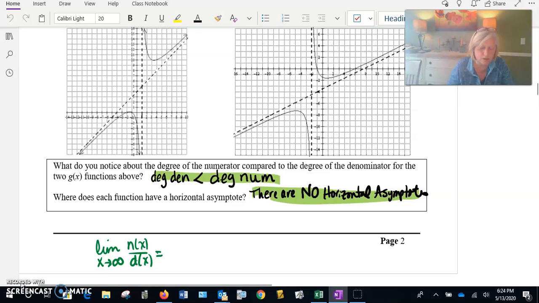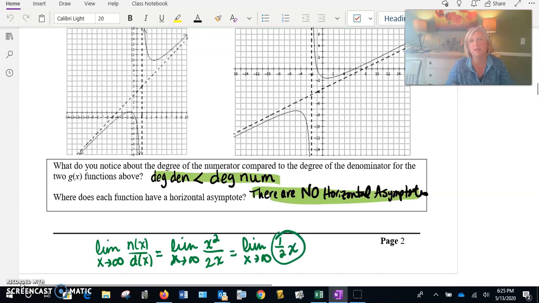So for this first one, g of x, the winner in the top is going to be x squared. So as x goes to infinity, we choose the x squared. For the bottom, the winner would be 2x. When we simplify this, that's an x right there, you would have 1/2 x. What's right there is what's controlling the ends of the graph.